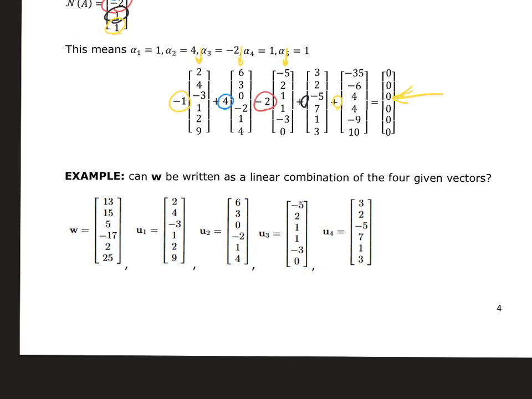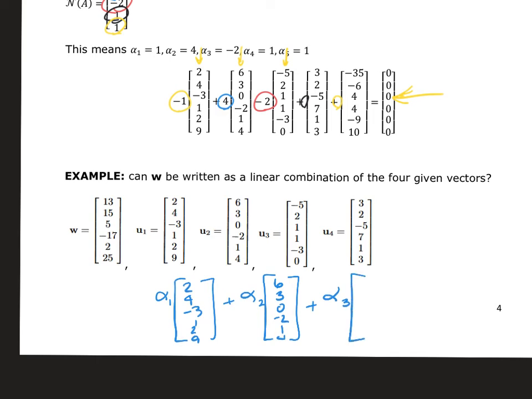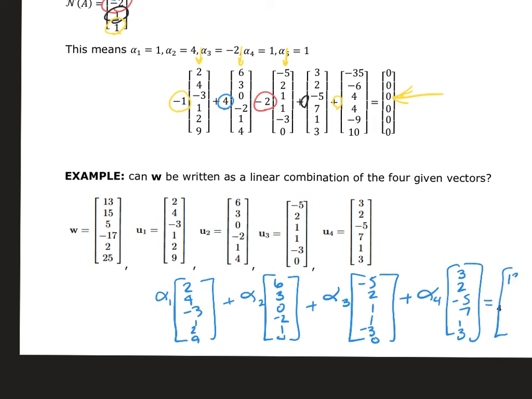So as we look at this example, can W be written as a linear combination of the 4 vectors? What we are trying to solve is, can we do some alpha sub 1 times (2, 4, -3, 1, 2, 9), plus alpha sub 2 times (6, 3, 0, -2, 1, 4), plus alpha sub 3 times (-5, 2, 1, 1, -3, 0), and then my last one, alpha sub 4 times (3, 2, -5, 7, 1, 3). Can I get this to equal (13, 15, 5, -17, 2, 25)?